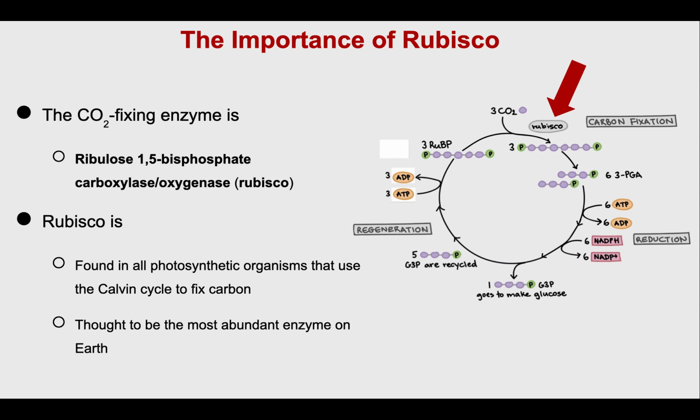Rubisco is a really, really important enzyme, and it's thought to be the most abundant enzyme in the world, the most abundant enzyme on Earth. Every plant that goes through photosynthesis has this molecule. It's super important. Without it, gosh, I don't even know. It would be much less efficient. Rubisco, super extremely important.